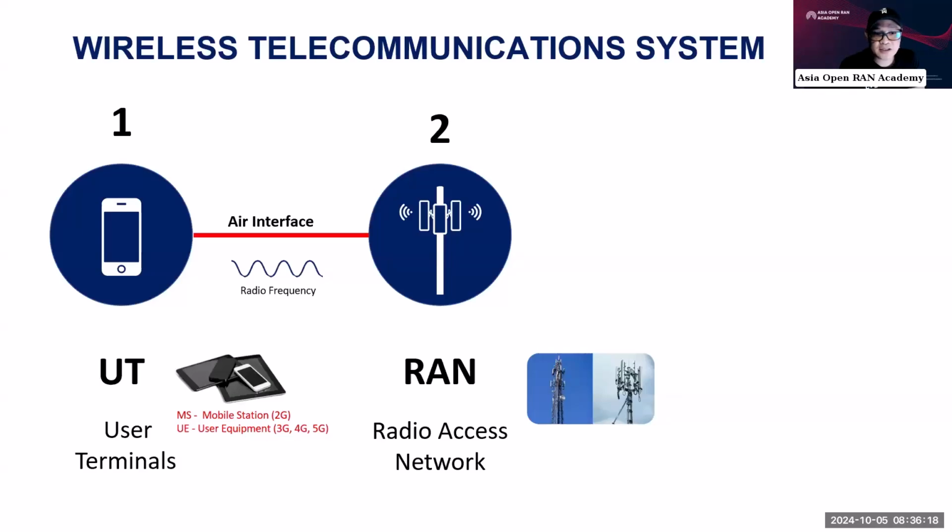Now the radio access network has different generations as well. If you are using a 2G system, we call that equipment on site a base station or base transceiver station, or BTS. If it's 3G, we call it the Node B. For 4G, we call it the evolved Node B. And for 5G, we call it the next generation Node B, or the gNodeB.